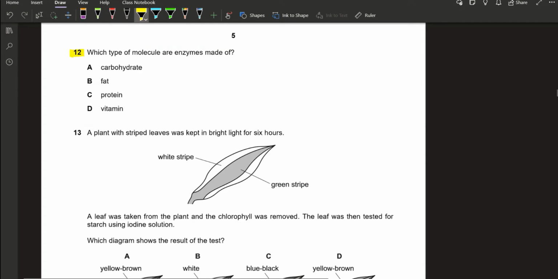Question number 12. Which type of molecule are enzymes made of? So enzymes are made of protein. The correct option would be option C.